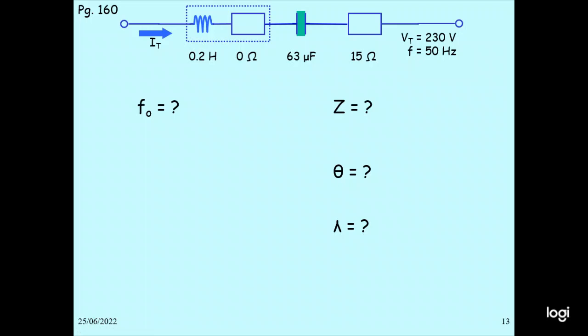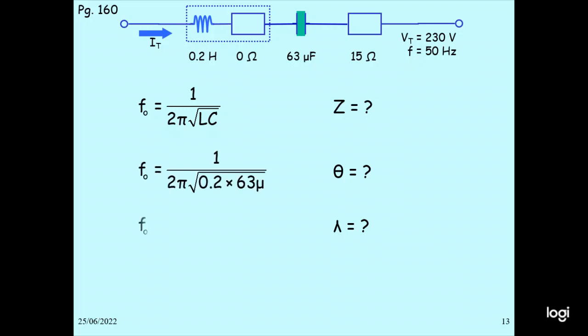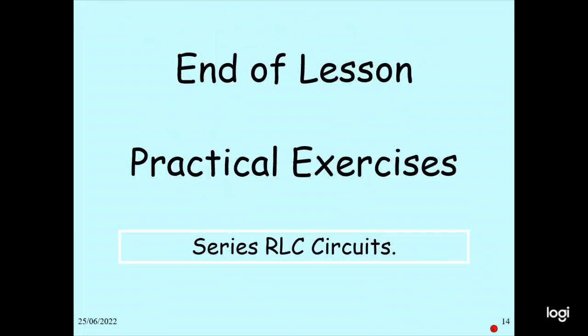And in this circuit, you can see the current flows through the 0.2 Henry inductor, 63 microfarad capacitor, and 15 ohm resistor. So you have to find out the frequency F0. The resonant frequency is 1 by 2 pi square root of LC. Then you can calculate 1 by 2 pi into square root of 0.2 multiplied by 63 microfarad. You get 44.8 hertz. Impedance needs to be calculated. Impedance is 15 ohm. Angle theta is 0 degree and power factor is 1. So this is the end of the lesson. You have to do this practical exercise for a series RLC circuit.